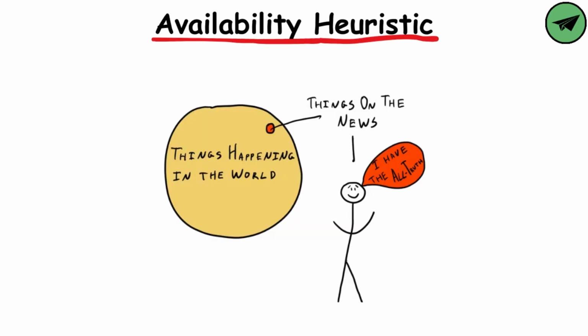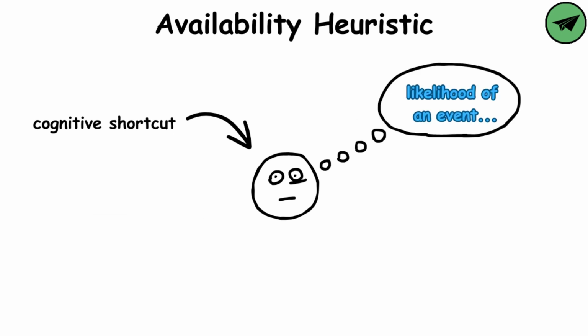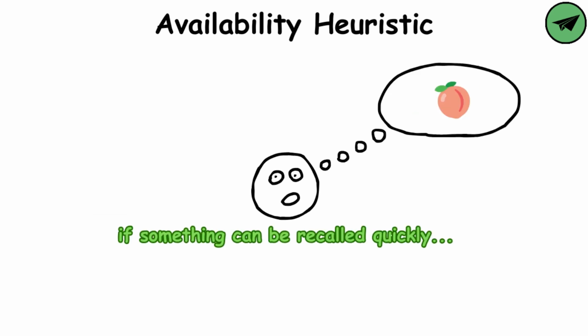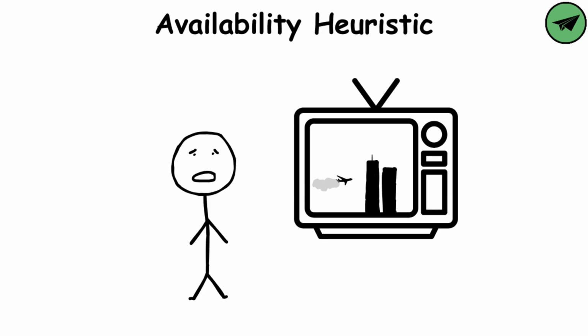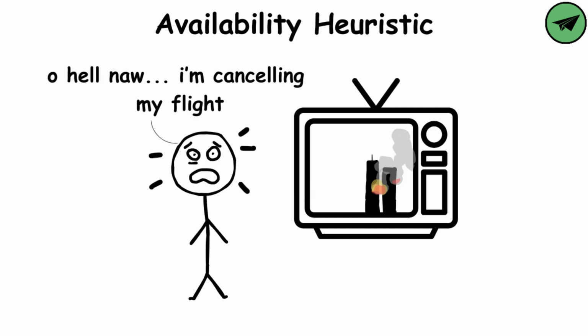Availability heuristic. Availability heuristic is a cognitive shortcut where people estimate the likelihood of an event based on how easily examples come to mind. If something can be recalled quickly, individuals tend to believe it is more common or likely than it actually is. For instance, after seeing news reports about airplane accidents, someone might overestimate the risk of flying, even though such accidents are rare.